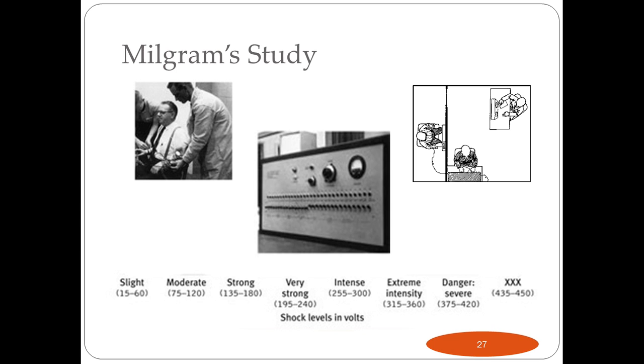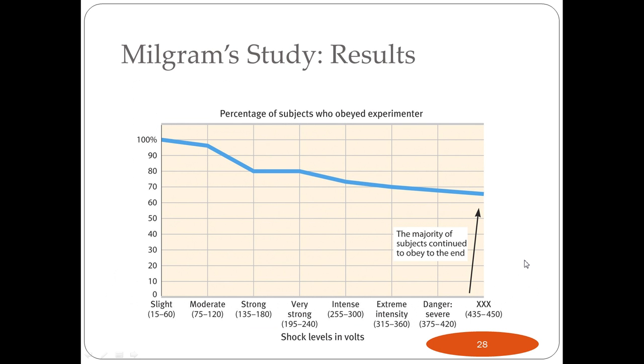Now, the experimenter says to the participant, "You need to continue the study. You need to continue shocking this individual." But he's non-responsive. He's fine. You should continue the study. And what we find is that way higher than was expected agreed to go all the way up to the level that would result in death. Now, here's the visual display.